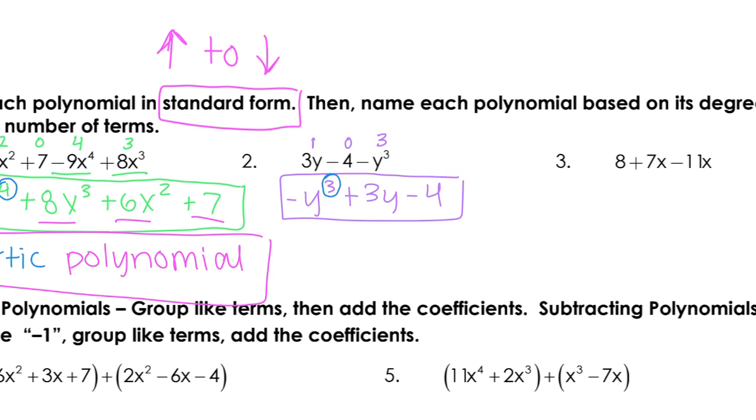Highest degree I see is 3, so this would be cubic. And then naming it based off of the number of terms, I see 3 of them, so this would be a cubic trinomial.